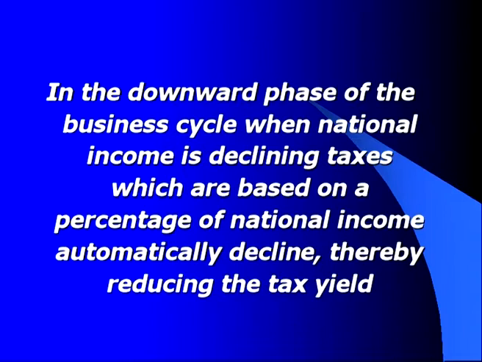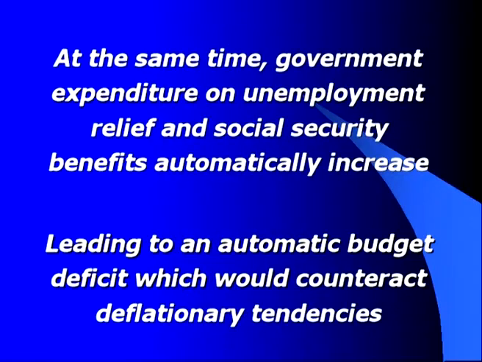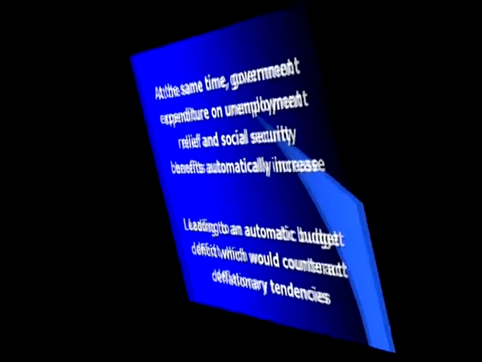In the downward phase of the business cycle, when the national income is declining, taxes which are based on the percentage of national income automatically decline, thereby reducing the tax yield. At the same time, government expenditure on unemployment relief and social security benefits automatically increases, leading to an automatic budget deficit which would counteract deflationary tendencies.